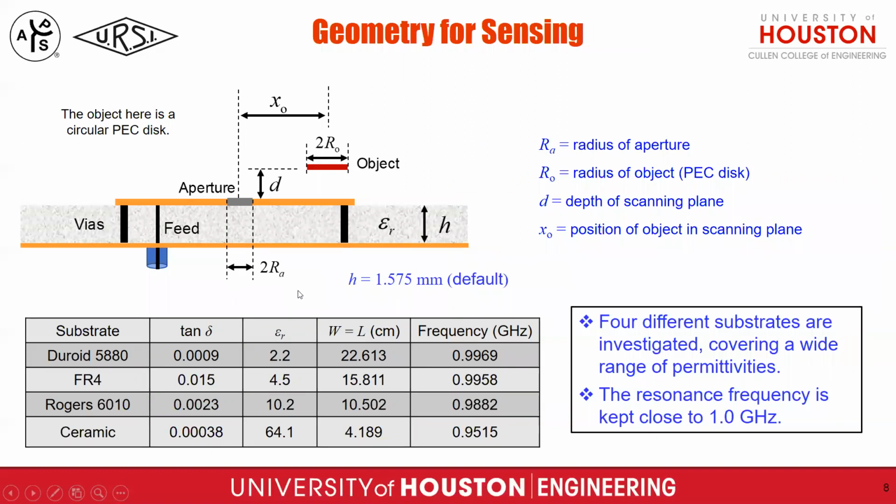And in our simulation, we tried 4 substrates. The substrates have the permittivity varying from 2.2 to 64.1. That's a big range. We want to investigate the permittivity dependence. And for fair comparison, we just keep the resonance frequency close to 1 gigahertz.